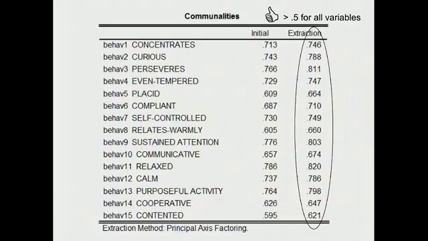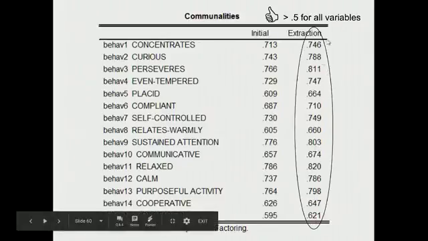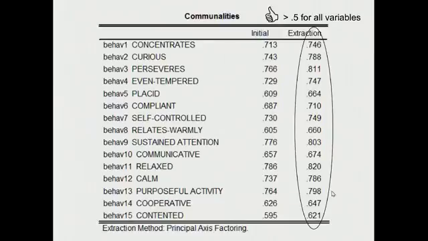So here's a table of communalities for the 15 behaviours, and looking down the right-hand column here, you can see they're all between 0.5 and 1. So the 3 factors do a good job of accounting for most of the variance in each of the items.